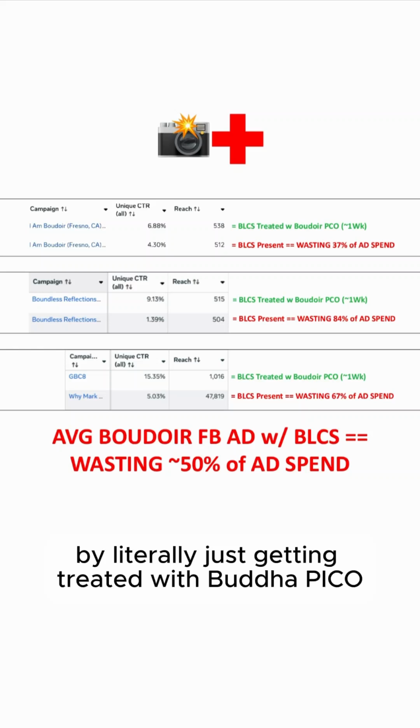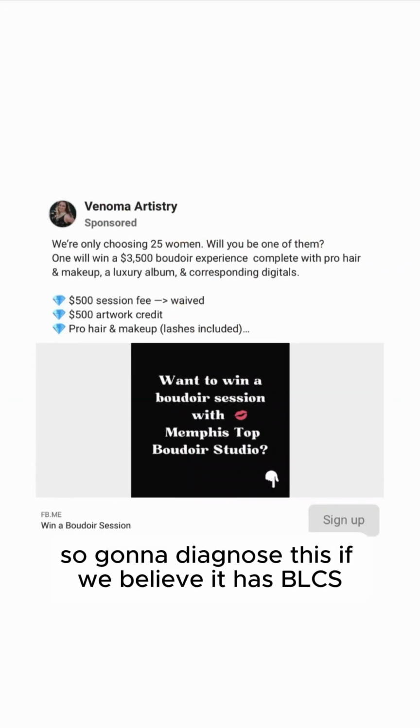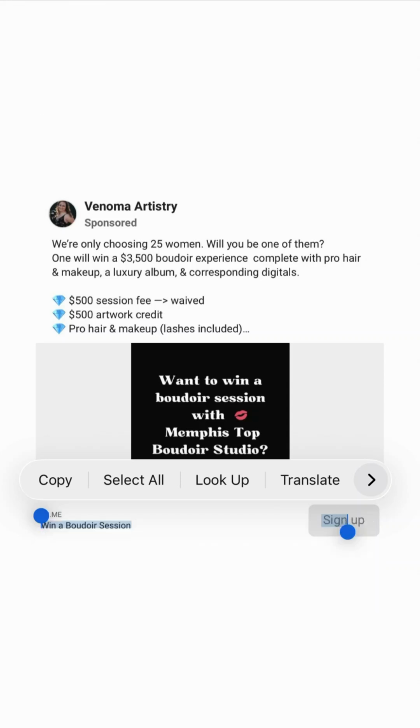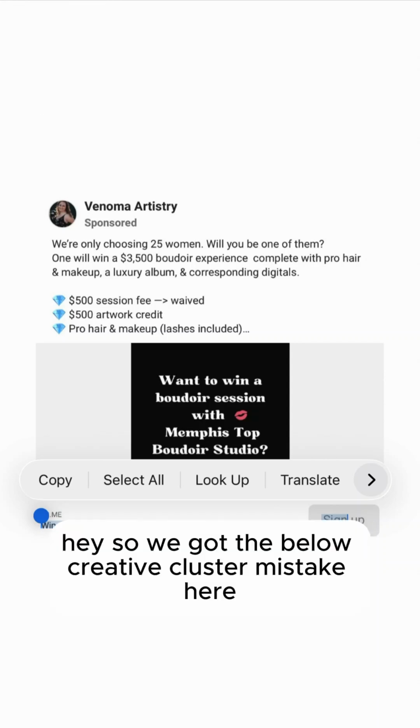So, I'm going to diagnose this, see if we believe it has BLCS, low click syndrome, with a unique CTRL under 6%. So we got the below creative cluster mistake here.